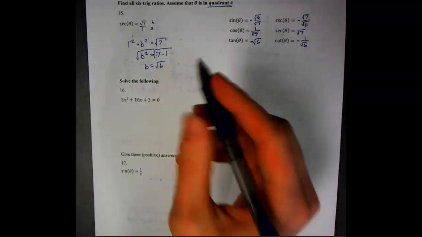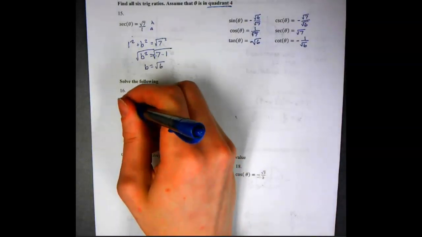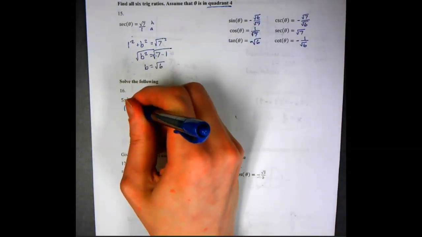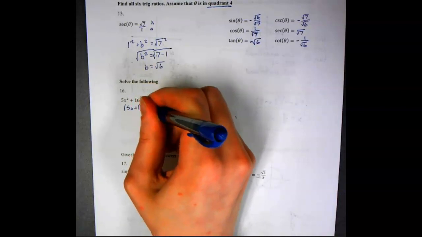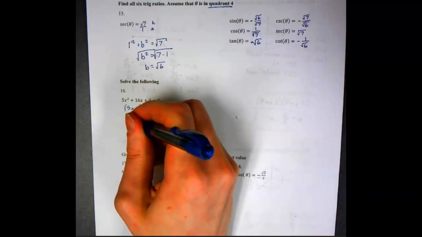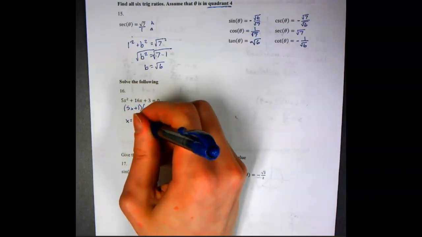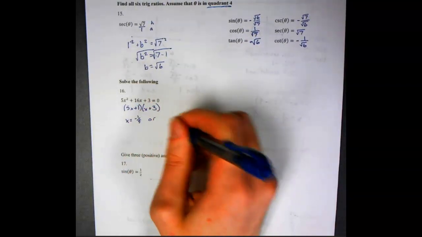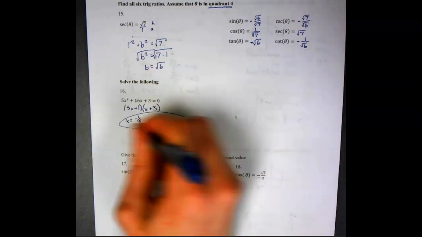For problem 16, we are going to be factoring this, and then solving each factor for x. So x will either equal negative 1/5 or negative 3.